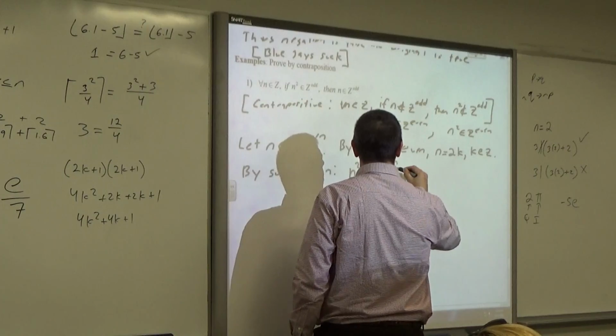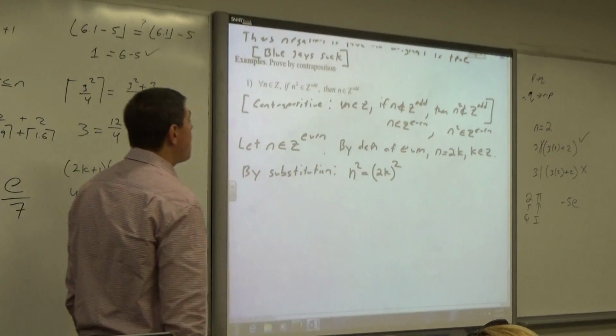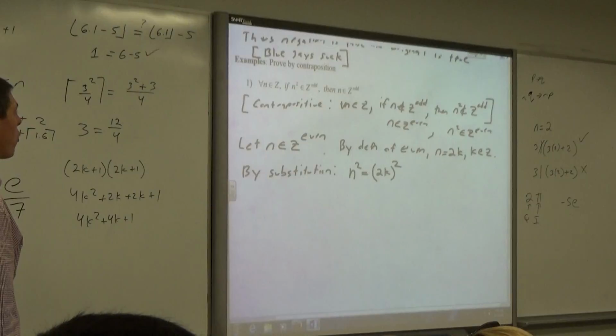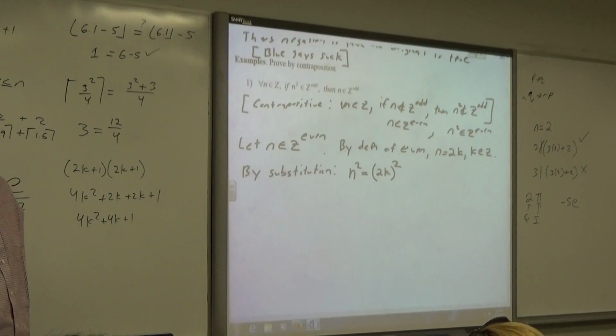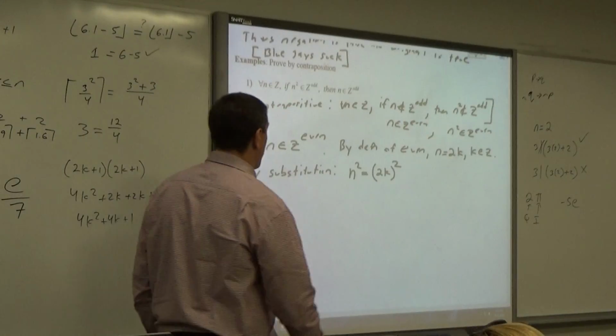of 2k squared. In fact, I think you guys had one of these for homework, right? With a divisibility. It almost looked like the same sort of thing, except we're trying to show divisibility by 2, okay? What do you guys think? Yeah, multiply it out. We'll get 4k squared.